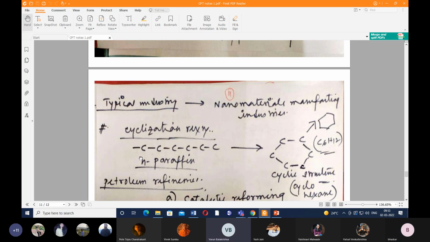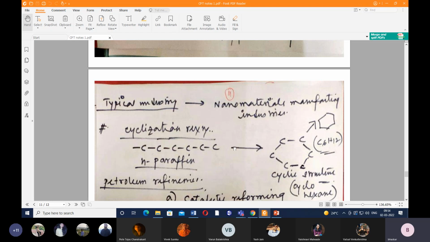C7H14? No, you'll have to tell me the structure. I have represented it like this, right? So you'll have to tell me what modification will be there in this structure. There'll be a methylene group added, I guess. Exactly. One methylene group will be added to any of these carbon atoms. There are 6 carbons, right? So with any of these carbon atoms, one methylene group will be added. This is called the cyclization reaction.